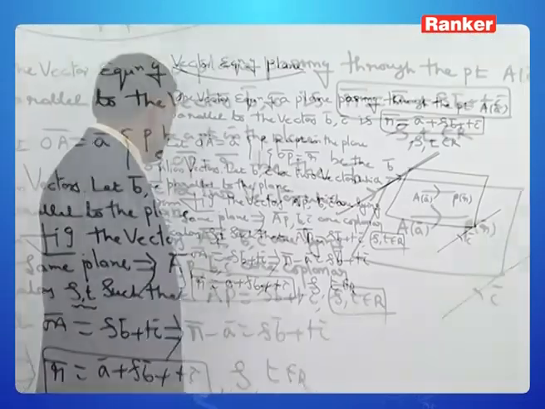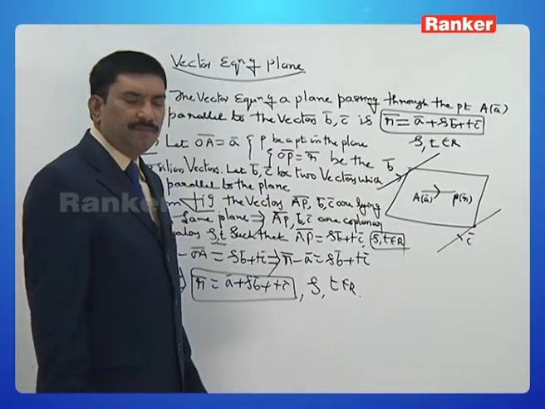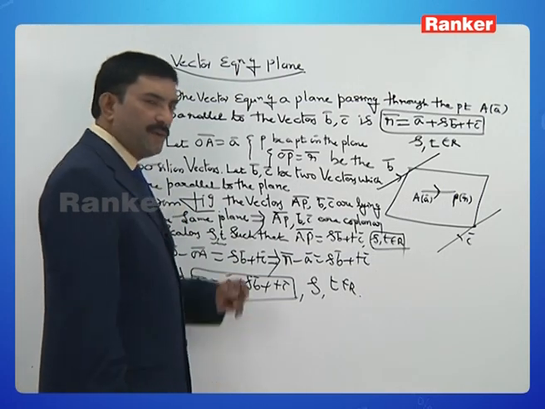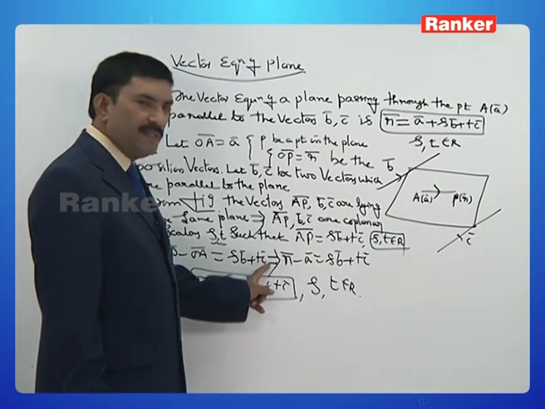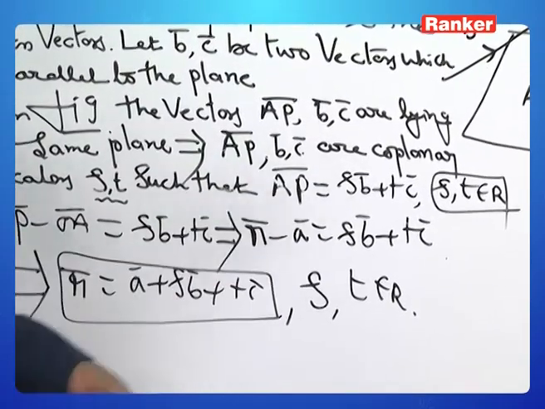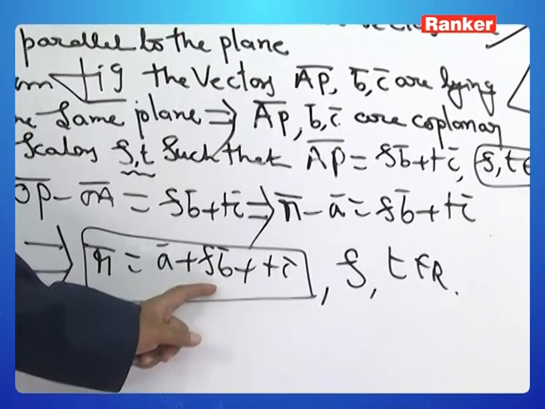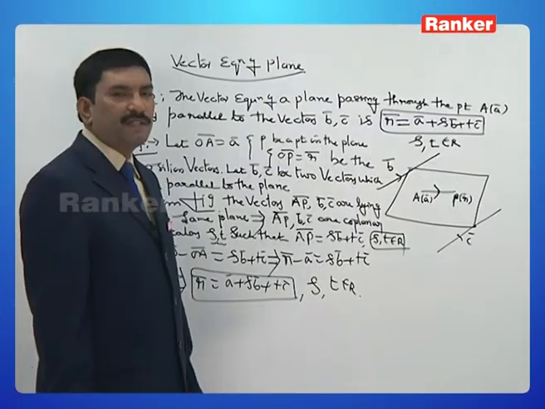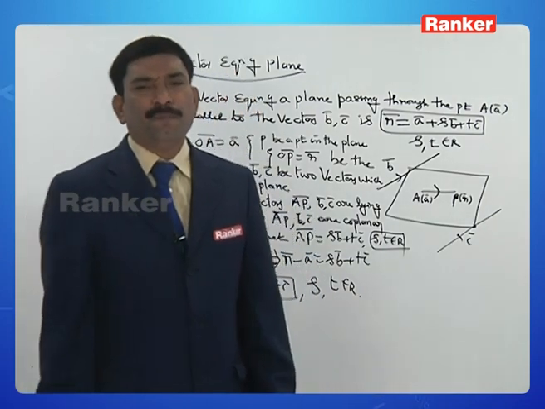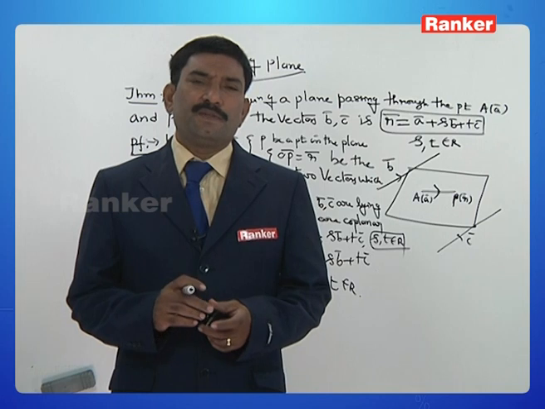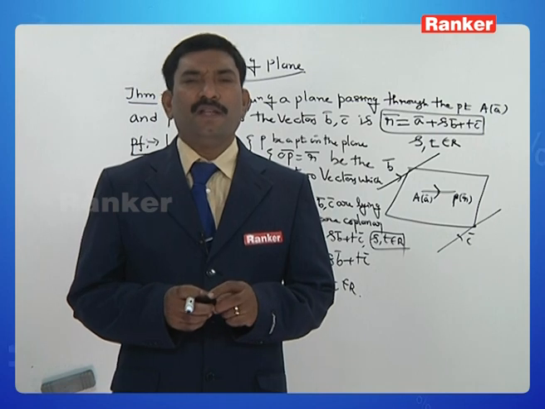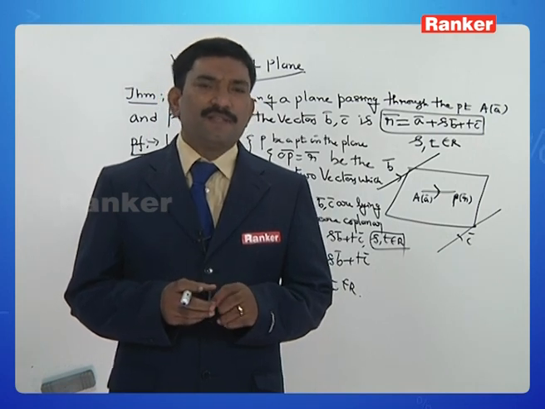the remaining vectors. AP bar is not given; its position vectors are given. Therefore, OP minus OA is equal to SB bar plus TC bar. So R bar minus A bar is equal to SB bar plus TC bar. Therefore, R bar is equal to A bar plus SB bar plus TC bar, where S, T belong to R. This is the vector equation of a plane passing through one point A bar and parallel to vectors B bar and C bar.